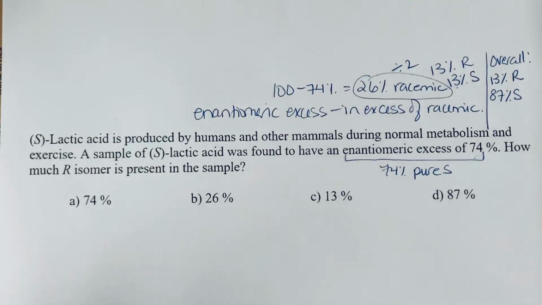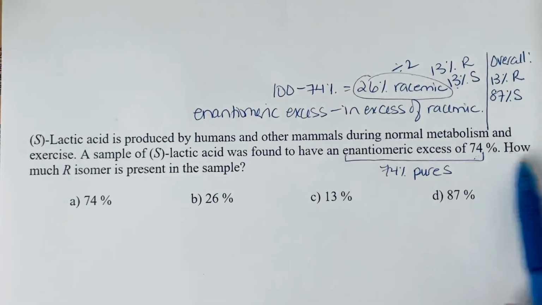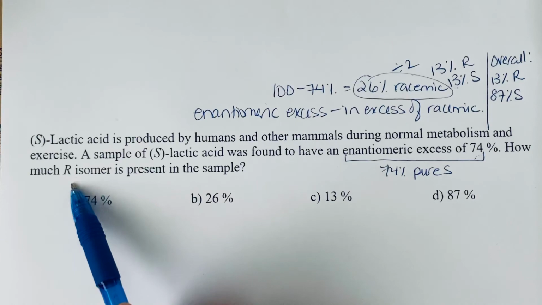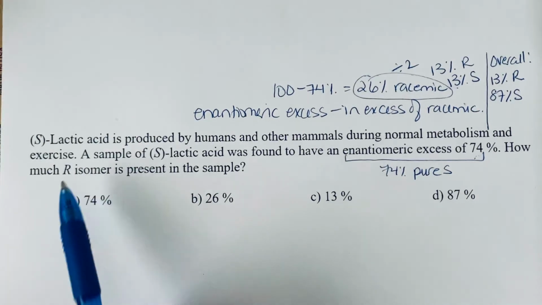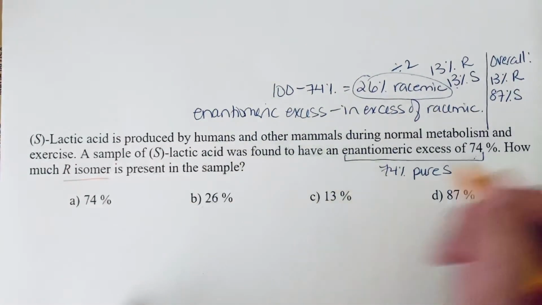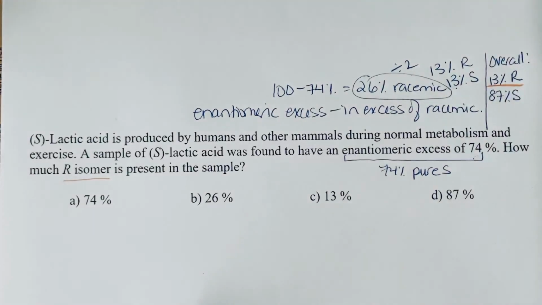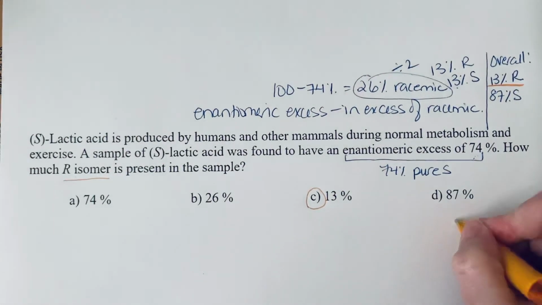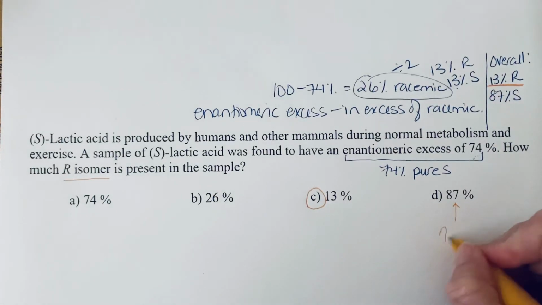A whole lot of extra information I just gave you there. Let's go back to the question he was asking us. It's asking us how much the R isomer is present. So make sure we answer about the right one. It's asking us about R. We've determined that the R is 13%. So we want to make sure we select accordingly. And this 87%, we already said, that's the percentage of S.